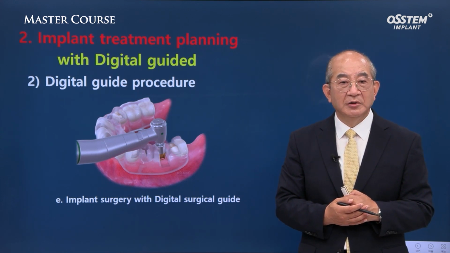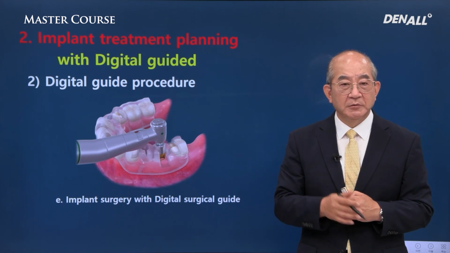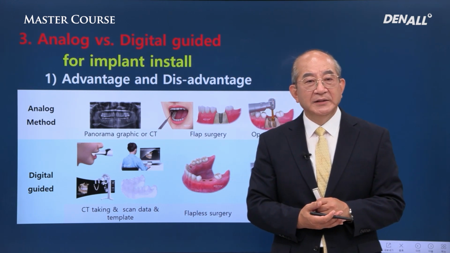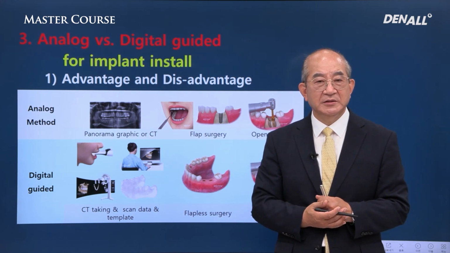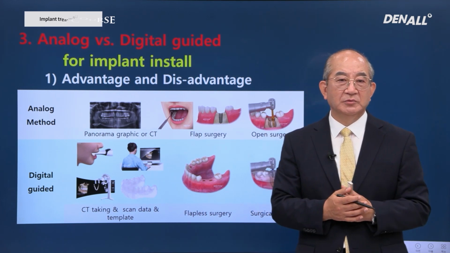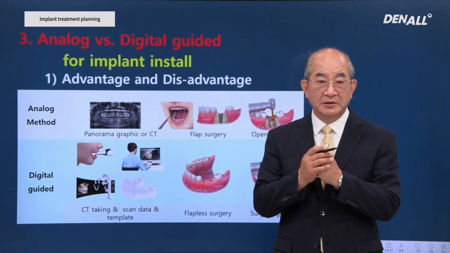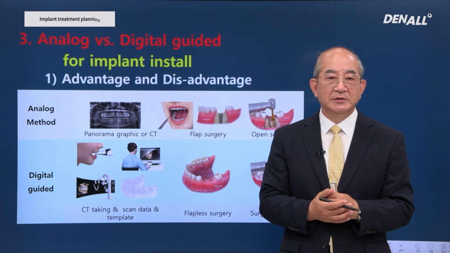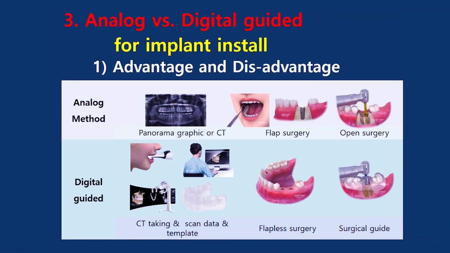What is the biggest difference between analog and digital way? Analog way, it sounds complicated, but it's the conventional way of placing implants. You take panoramic image and check the oral cavity, make incision, and you place the implant. The benefit in that is that you can check the bone quality yourself.